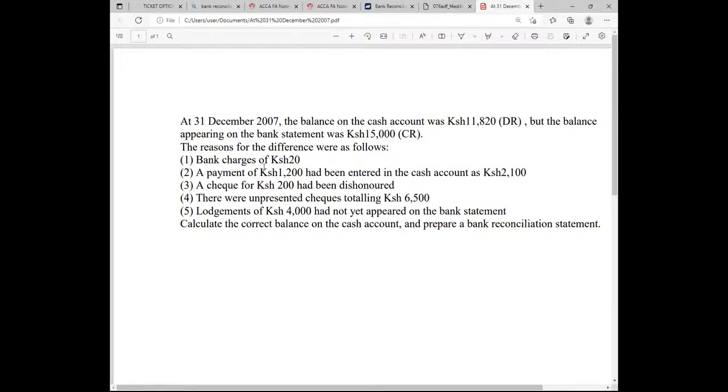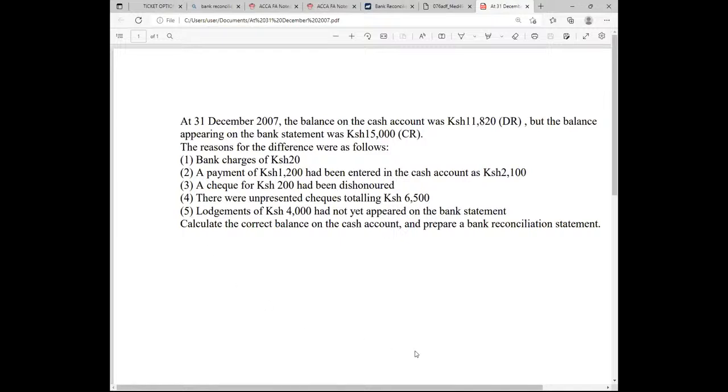the bank statement. So note number four, if I'm the one doing this exam, I know note number four and note number five will go to the bank reconciliation statement. All the other notes are just adjustments on the cash book. So there is no problem.